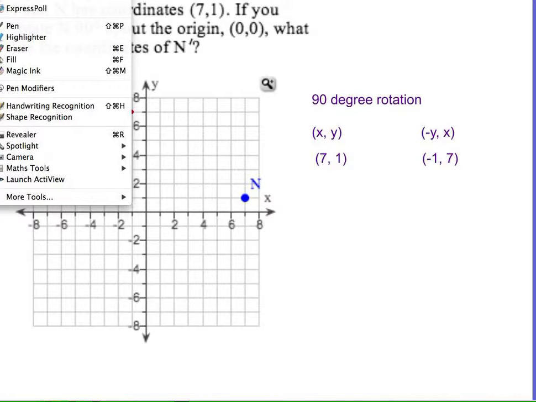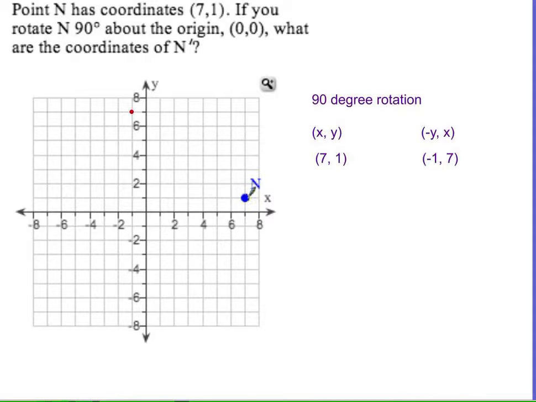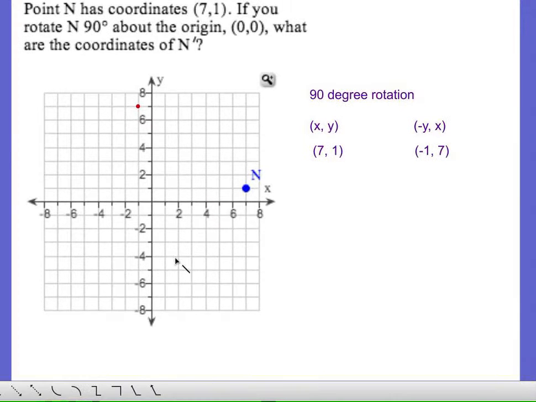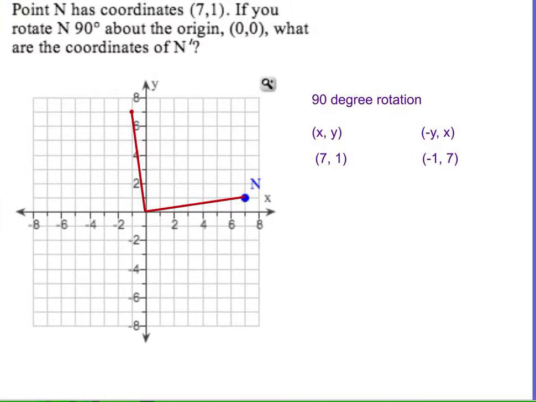Which if you were to rotate it 90 degrees, let me make a straight line from N to the point of origin, and then from my point here to the point of origin, as you can see, it's a 90-degree angle. So again, we know we're right.